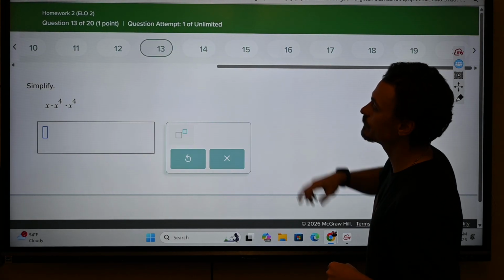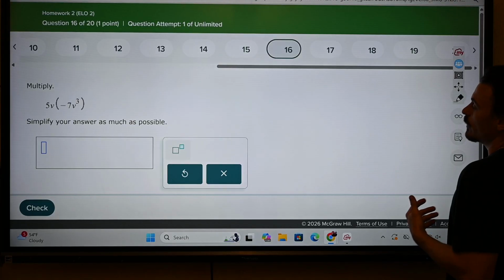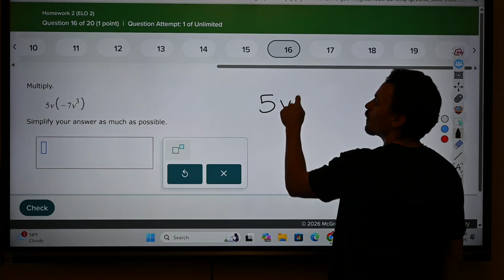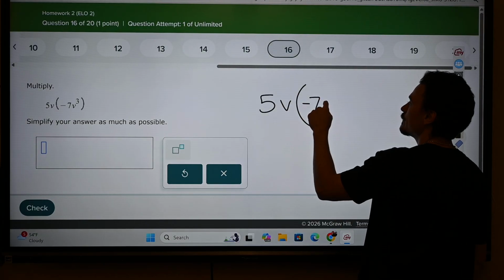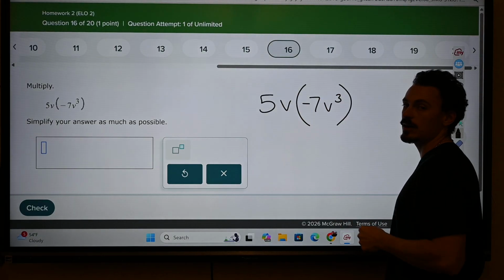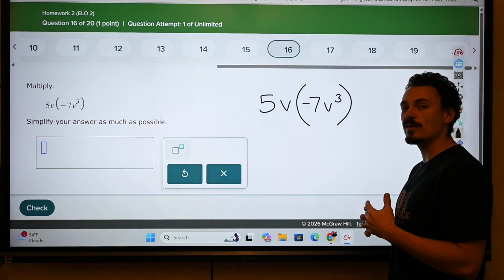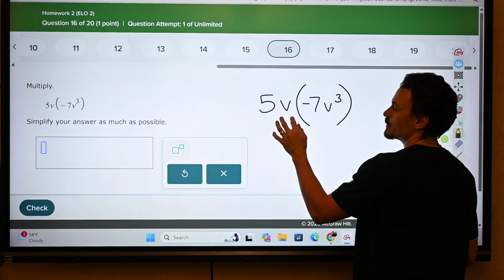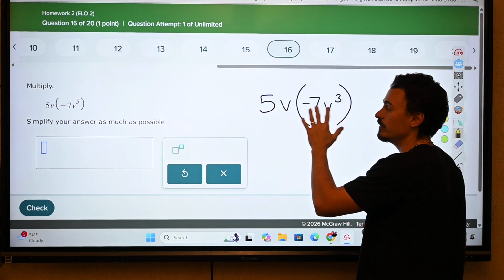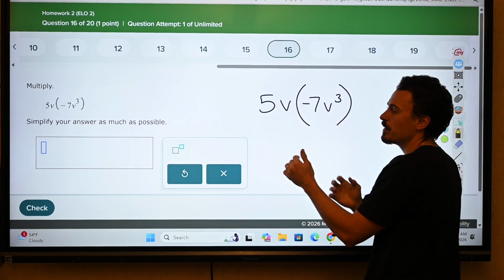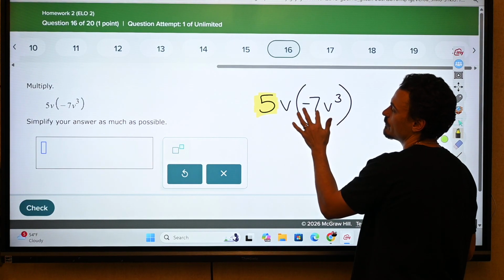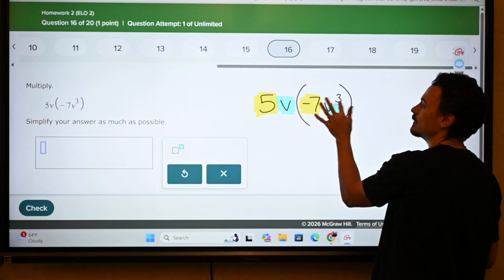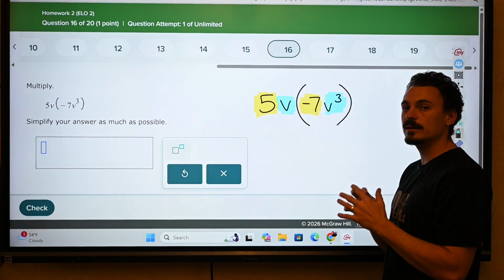Number 16. So this one is a little bit more difficult. The word that you have to understand to truly understand this topic right here is the word factor. So whenever you have a mathematical expression that's all multiplying, all of the things, all of the symbols and stuff are multiplying, those are called factors. So that's a factor, that's a factor, that's a factor, and that's a factor. Notice how I made it different colors.